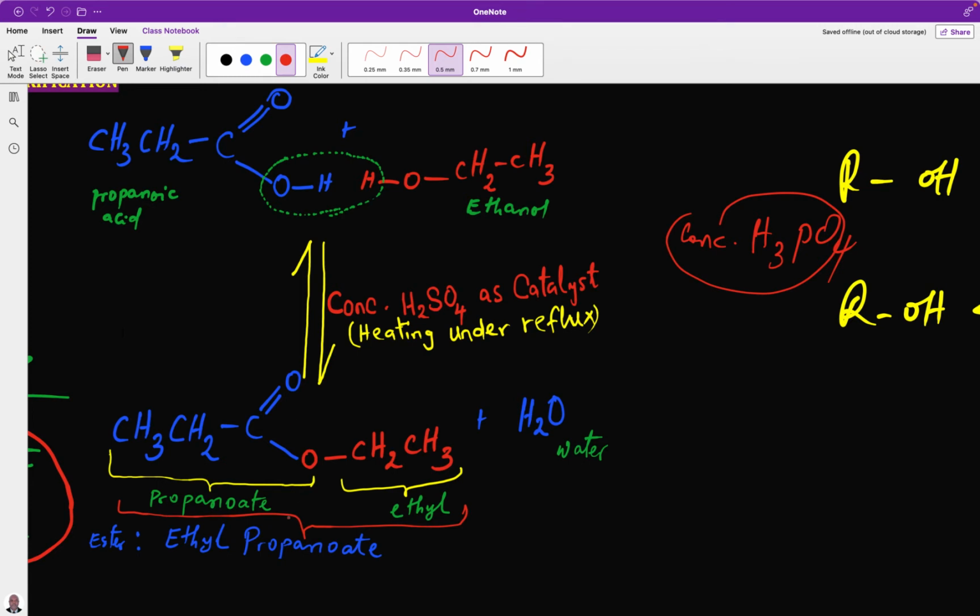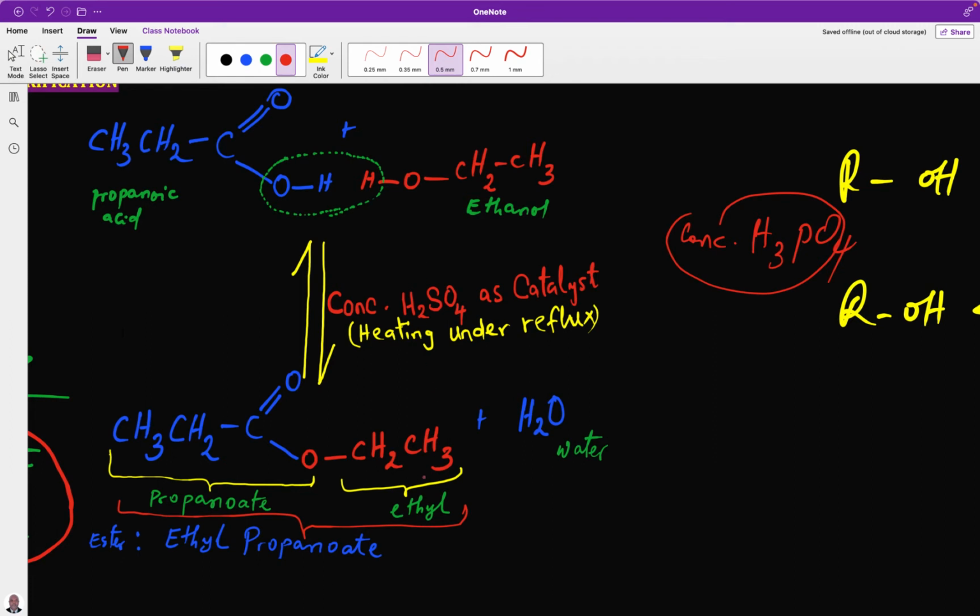So we will have an ester. And in naming an ester, how do you do it? Esters have two names. The names of esters are in two parts. The first part of the name comes from the alcohol. The ethyl group, the alkyl group from the alcohol, will provide the first part of the name. Then the second part of the name is provided by the acid.